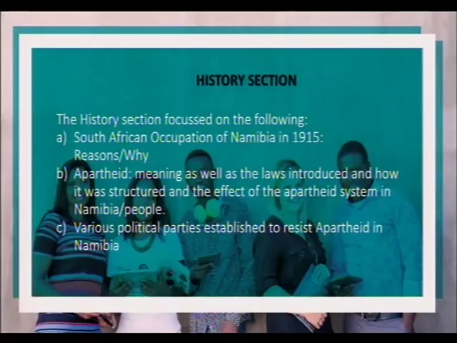We all know that not everybody was happy with the apartheid system, so what they did was they formed political parties. So you have to know who the political parties were that were established to resist or fight against apartheid as well. So you have to look at the apartheid system in totality: what the meaning was, what the effect of the system was on the people, and who the political parties were that were formed to resist the system.